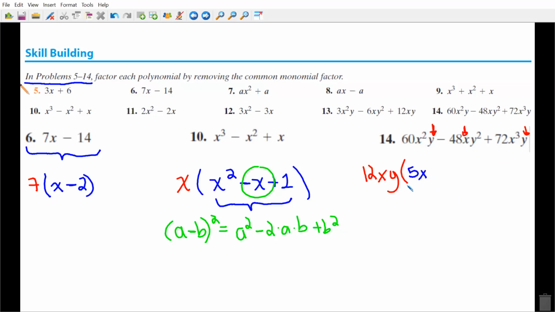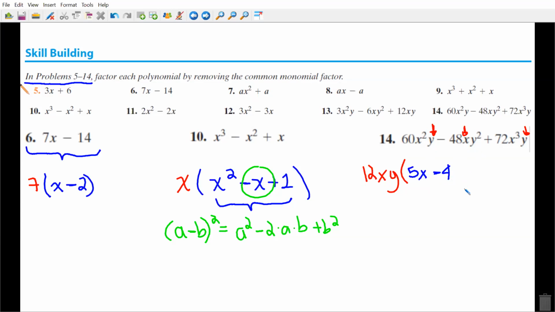X. Good job. Y times what is equal to y? Nothing, so we leave it like that. Nothing, no, a 1. But I don't have to write a 1, right? Now, minus 12 times what equals 48? 4. X times 1 equals x. 1 times 4 equals 4, so nothing else to do right here.